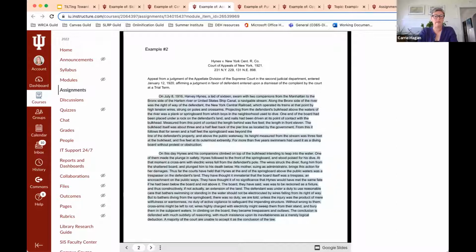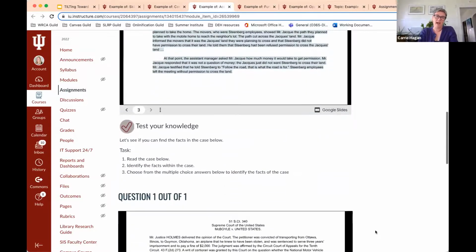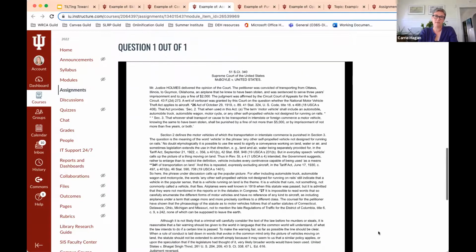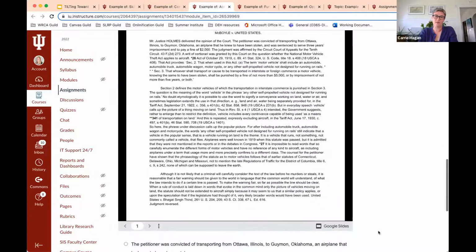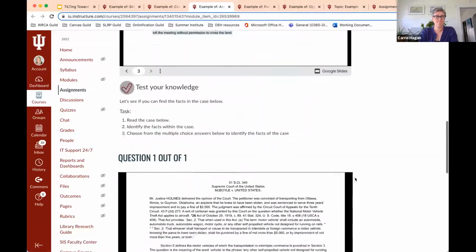1 example wouldn't suffice, 2 would be okay, but 3 really gave them an opportunity to see what each piece looked like in a variety of contexts. And then once we did that, again, we had them test themselves with a quiz just to see if they were identifying the information correctly.